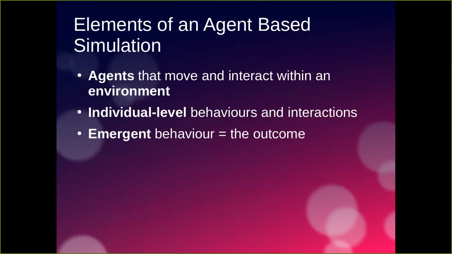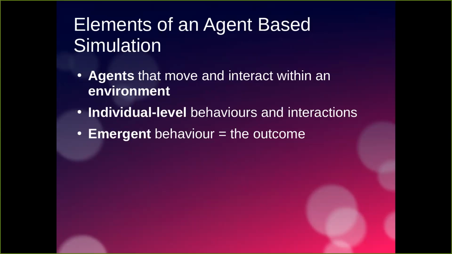So what are the elements of an agent-based simulation? Well, first of all, we've got agents, and agents are the things that are moving and interacting within our environment. The depth in which you go in terms of describing those movements and those interactions will vary massively according to what you're modeling. But generally speaking, the level of agent behavior is usually pretty simple in comparison to the population level dynamics that emerge. So we have those individual level behaviors and interactions, and then emergent behavior. That's the outcome. That's the thing that we're interested in from an agent-based model.